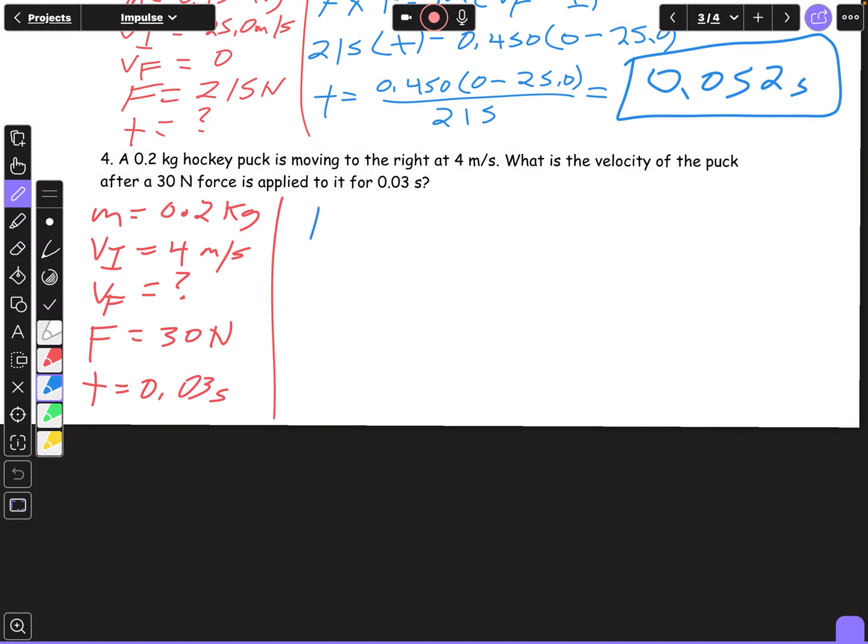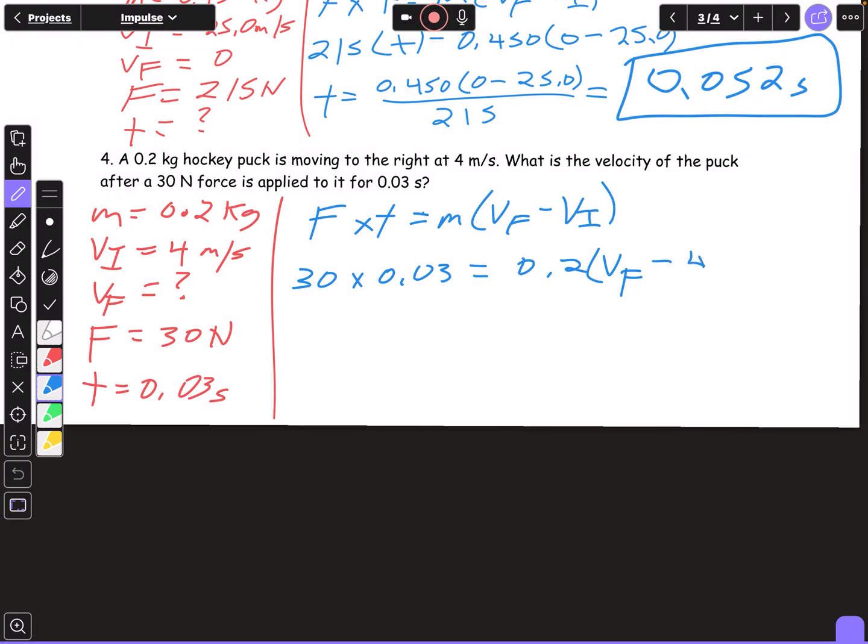So again, I'm going to use the equation F times t is equal to m, and I need it in this form, vf minus vi. I'll plug in my numbers, so 30 times 0.03 is equal to 0.2, and in this case my vf is my unknown, minus vi, which is 4.